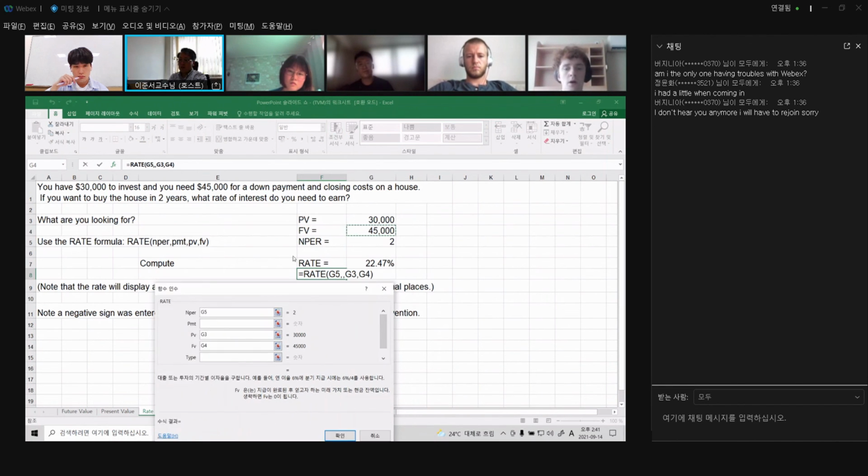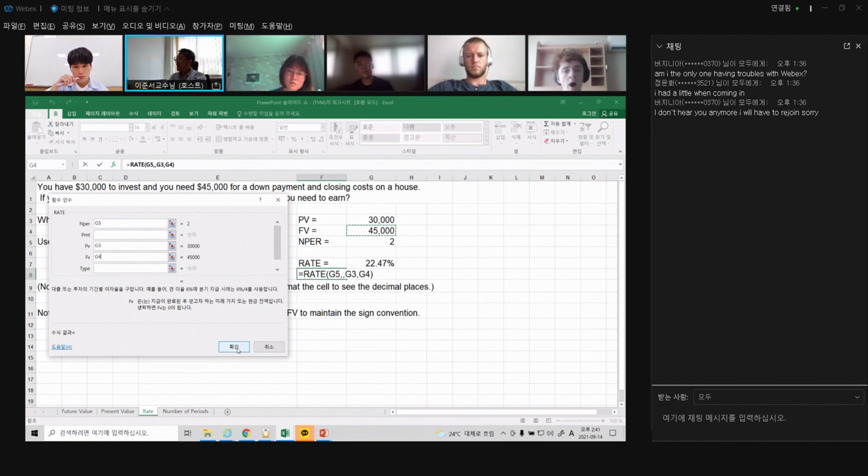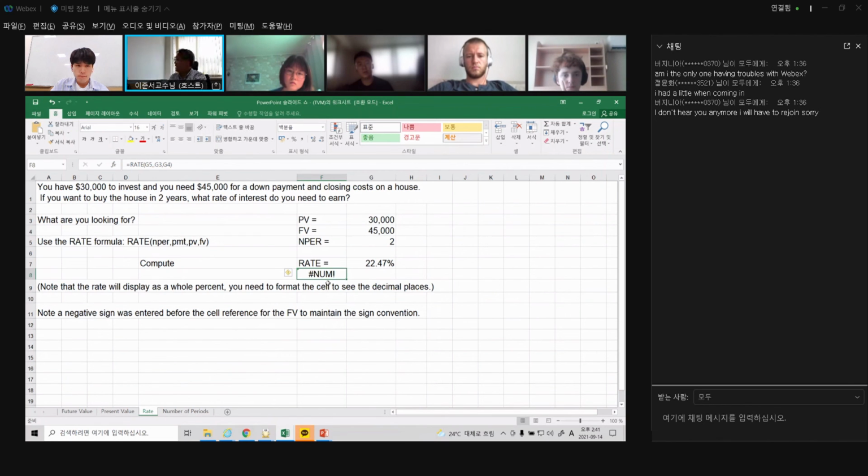If you click confirm, what happened? There's some error. Why is that? We did not change the sign between future value and present value, right? The future value should have the opposite sign with respect to the present value, as I told you. Otherwise, as you can see, we just receive this error message.